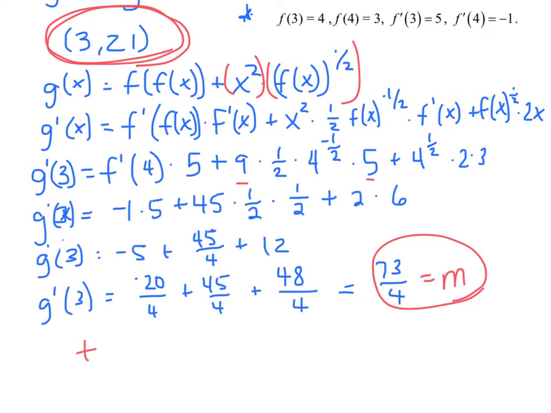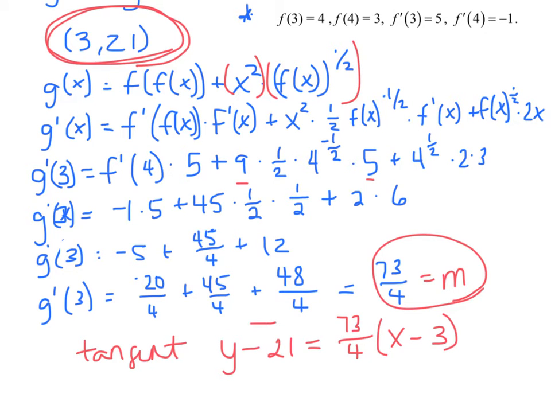Okay, so finally, using this point up here and using this as my slope down here, I'm ready to write the equation of my tangent line: y minus 21 equals 73/4 times x minus 3. Okay, that was a long one, and definitely you had to persevere, but when we get to the end, it feels good.